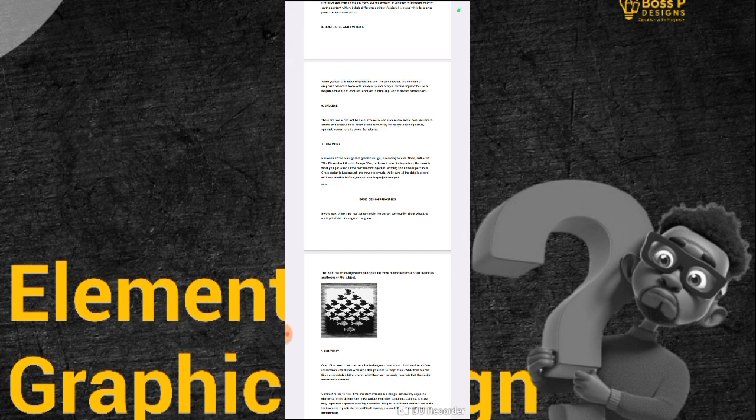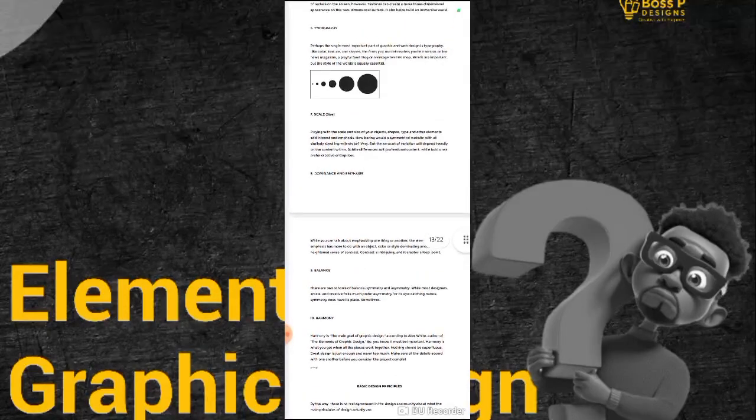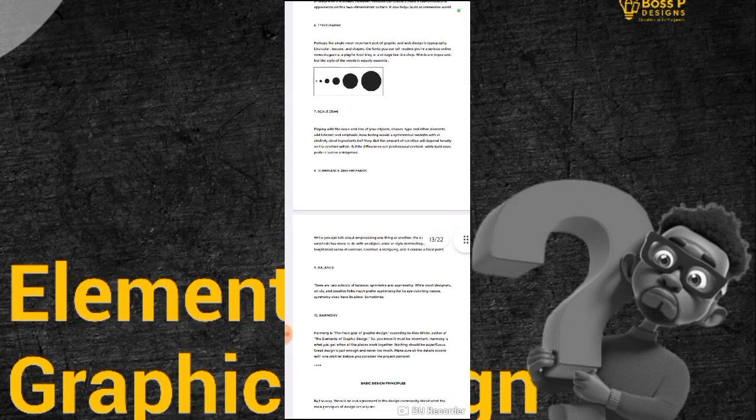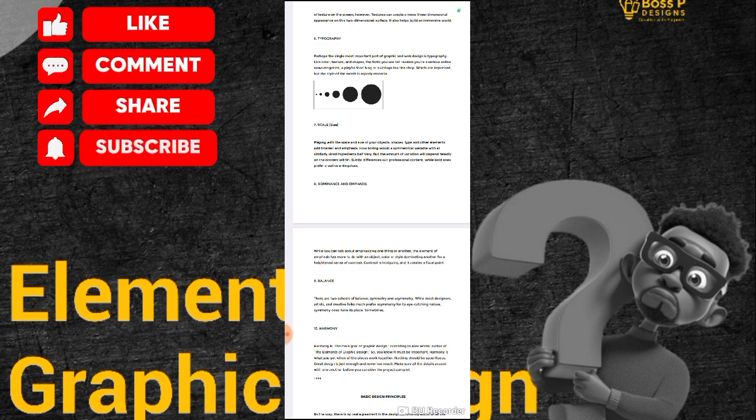Harmony is also part of the elements of design. Harmony is the main goal of graphic design, according to Alex White, author of The Elements of Graphic Design. So you know it must be important.